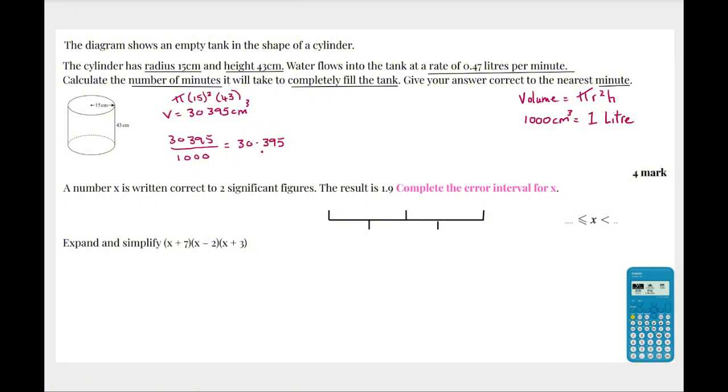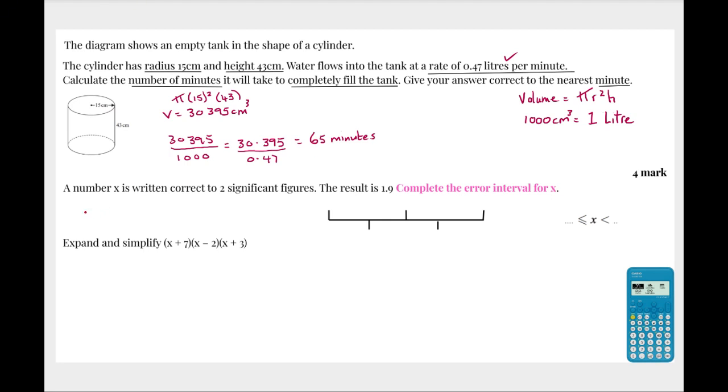The question then asks for 0.47 litres per minute. So now we're all in minutes, everything's converted. We've got our litres, so that's sorted. We're going to divide this by 0.47, and when you pop that into your calculator, your answer will be 65 minutes. So we're finding the volume, doing a bit of converting, getting it all into the right measurements, into litres. And we know it takes 65 minutes to fill the tank completely.